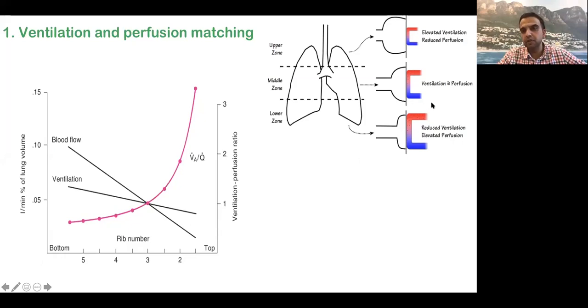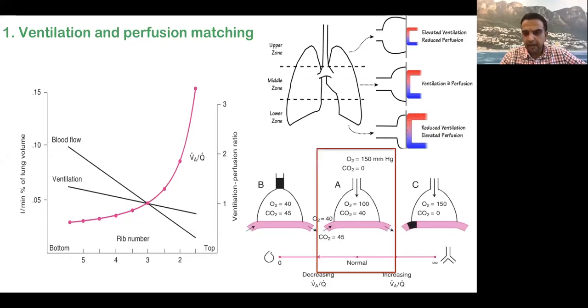And this cartoon on the right actually shows you that. So you can see the alveoli here are very big compared to the blood flow. And as you go down, the alveoli become smaller and the blood flow actually increases.